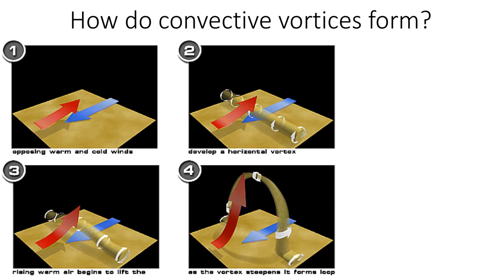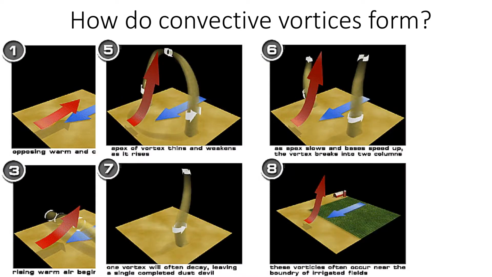And as the vortex steepens, it kind of forms a loop, like an arch. So now this apex of this arch weakens as it rises higher and higher, and eventually it will break apart. So now you have two columns, two vortices. And what often happens then is that one of them will be stronger than the other, and the other one will decay, and so you'll only get one.